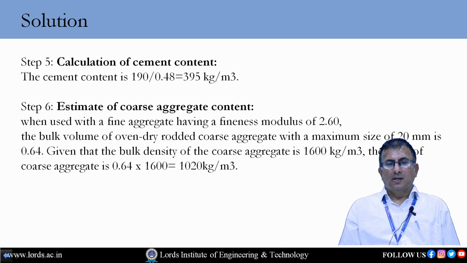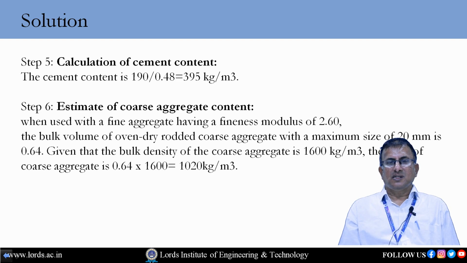So we know that water cement ratio equals water by cement. Therefore, the amount of cement required, in kg per meter cubed, is the amount of water divided by the water cement ratio. You see the calculation which we have shown in step 5. So 190 divided by 0.48 will give 395 kg per meter cubed.